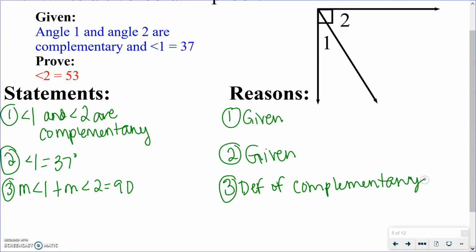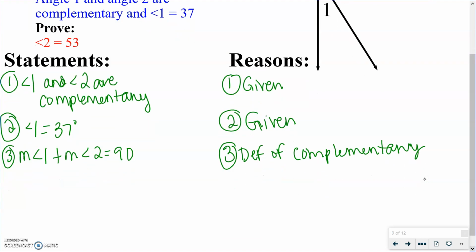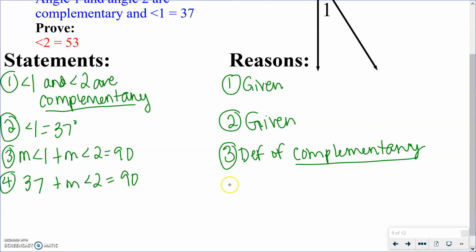Okay, so because we're given that, if it shows up in the statement, a lot of times it'll show up in a reason later on. All right, and then I can say, oh, but I also know that the measure of angle 1 is 37 degrees, and so I can substitute that in to figure out what angle 2 is. So instead of the measure of angle 1, I can say 37 plus the measure of angle 2 equals 90 degrees. And again, I substituted that in, so the reason here is substitution.